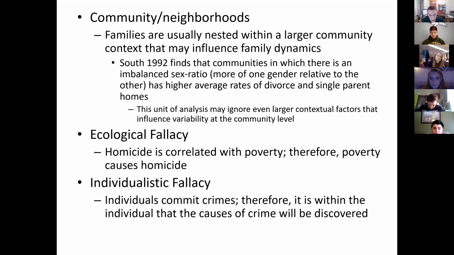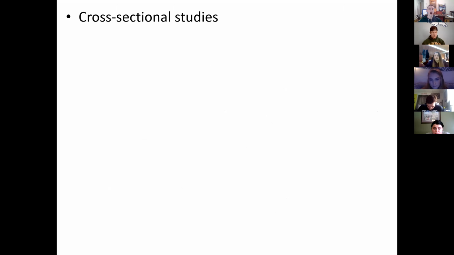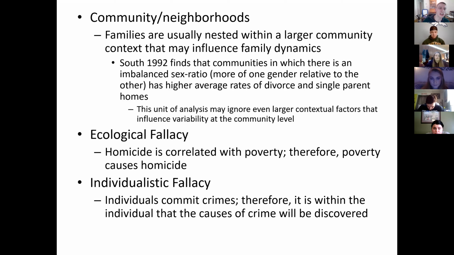And so that's what's called the individualistic fallacy. Even though individuals commit crimes, they are clearly the thing that's physically doing it, it may not be at the individual level where you discover the reasons for the crime. The reasons are not discoverable at that individual level. Okay. So those are different units of analysis.